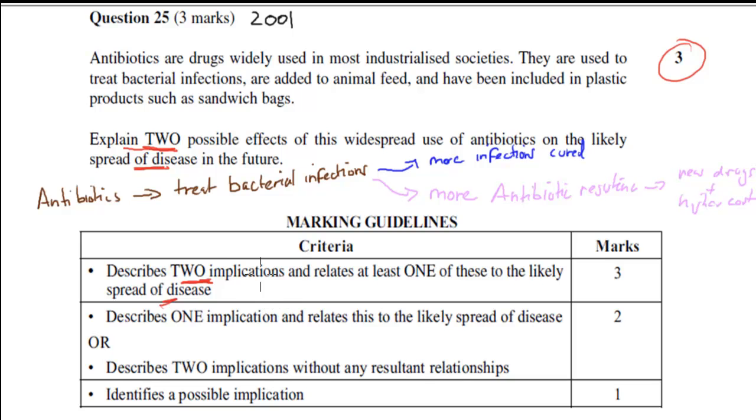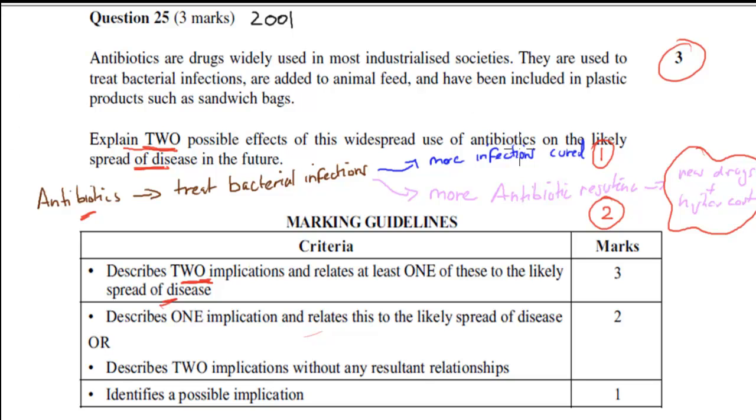First, we should talk about what antibiotics actually do. Antibiotics treat bacterial infections. So one implication is that using more antibiotics means more people are cured of their infections. But the really important one is antibiotic resistance, because the more we use antibiotics, the more resistance will develop. And that resistance then leads to new drugs having to be developed and higher costs of research in healthcare as a consequence. So the question says to describe 2 implications of the massive use of antibiotics.